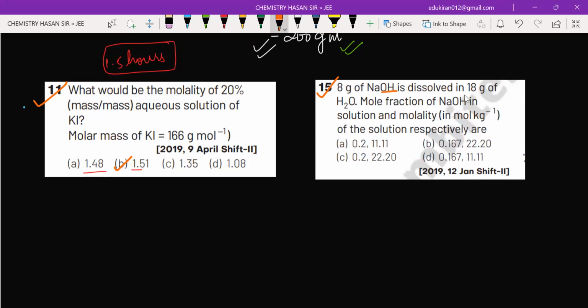8 gram of NaOH is dissolved in 18 gram of H2O. You need to calculate the mole fraction of NaOH in solution and the molality of the solution respectively. Very easy it is.